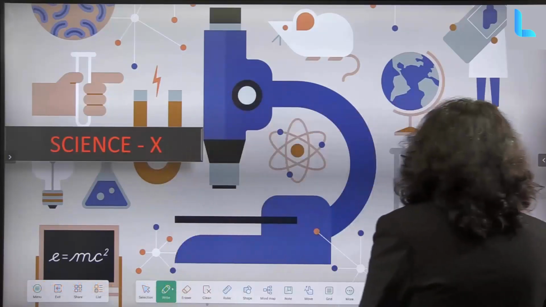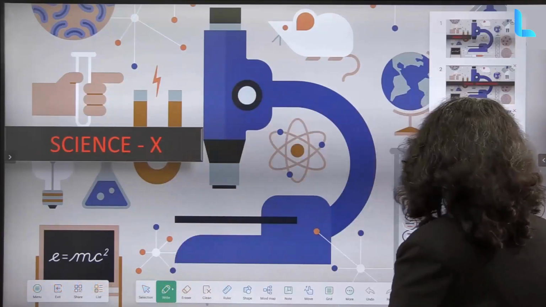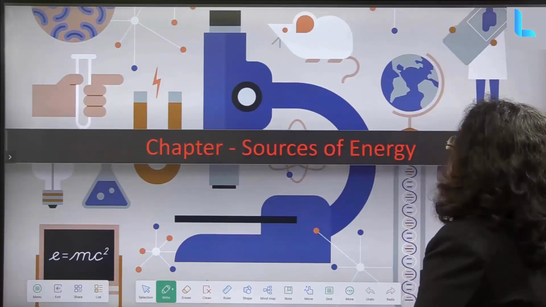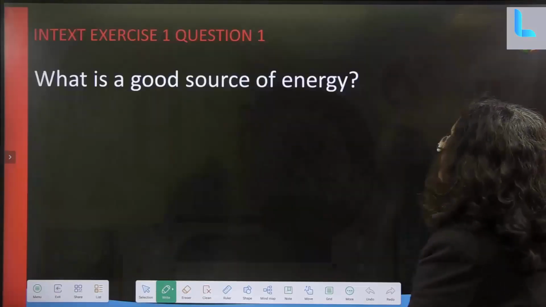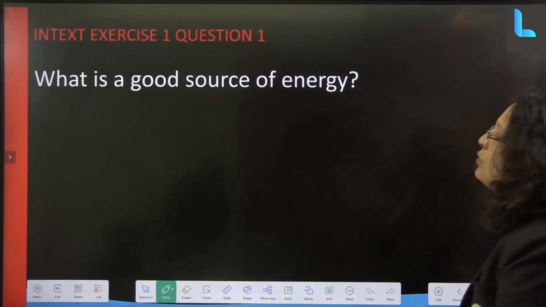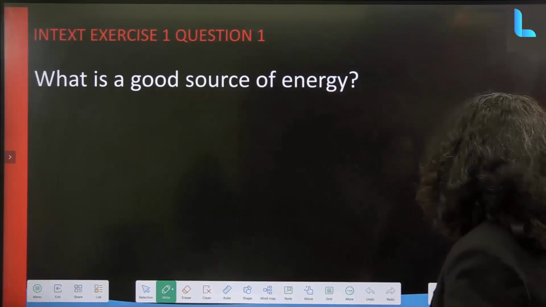We are here on Education on Cloud. For class 10 science, we have a chapter named Source of Energy. So let us do the in-text questions. What is a good source of energy?